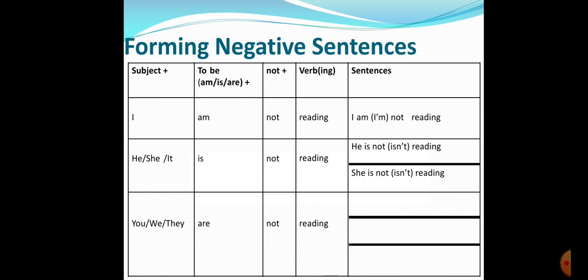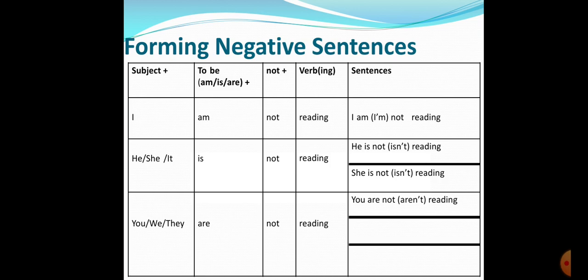The third person, you, we, they, we use are with it, plus not plus reading. So you get you are not reading. Again here also you can combine are plus not, so you get aren't. Please remember the pronunciation, students. R will be silent. It's not aren't, it's aren't.